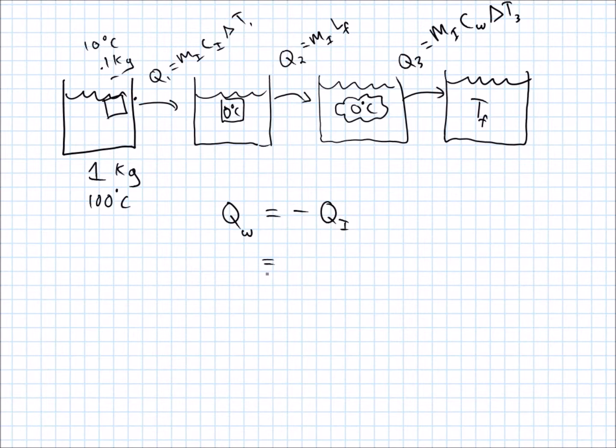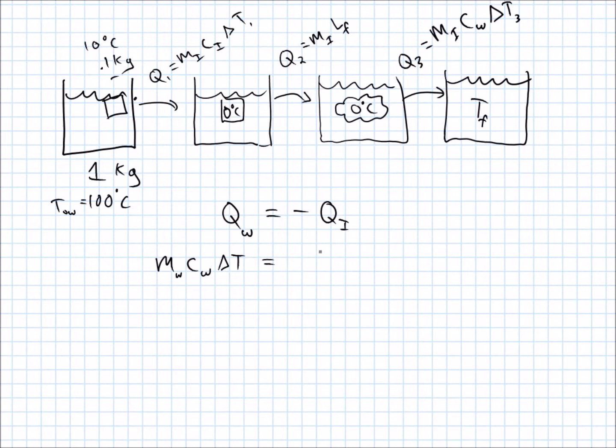So all that happens with the water is it decreases temperature, right? Here it is at its initial temperature. Initial temperature of the water is 100, and it goes to some final temperature. It's not melting or vaporizing or freezing or anything like that. So the Q of the water is simply mass of the water, C of water, delta T.